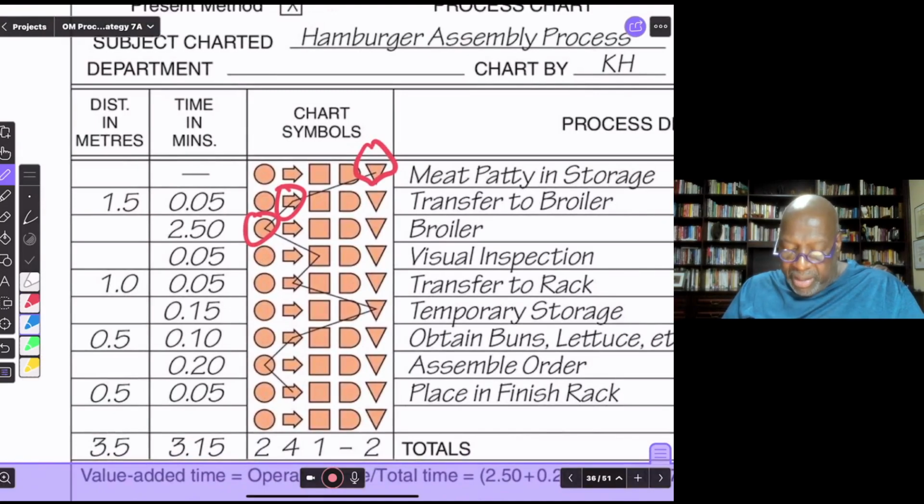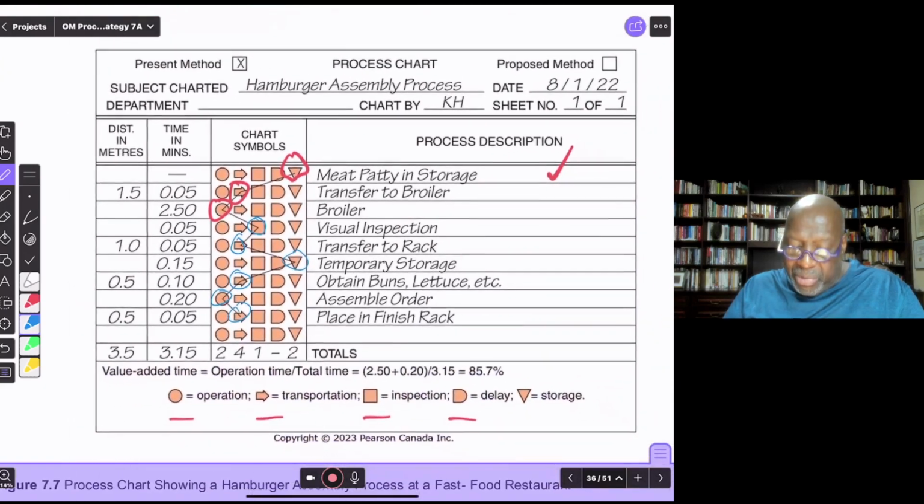So we know that after this is an inspection step, right? Then it gets transported, it's stored, transported again. There's an operation which is the assembly of the order. Then it's transported, placed on a finished rack, and then the customer comes and gets it. This is a hamburger assembly.